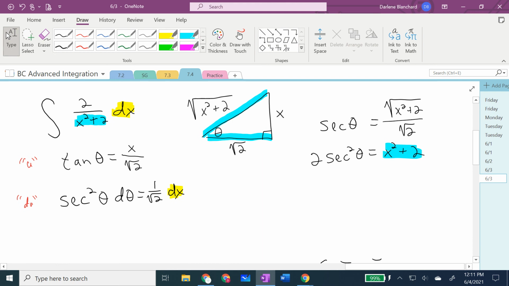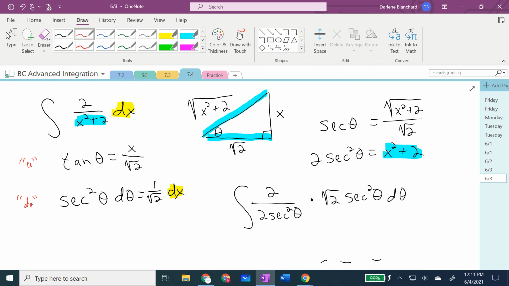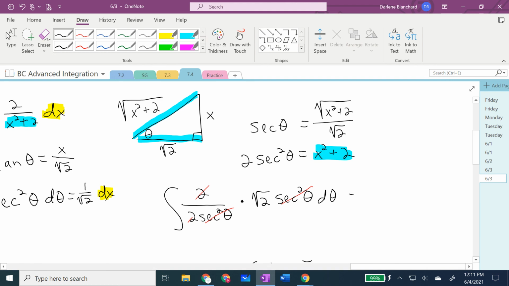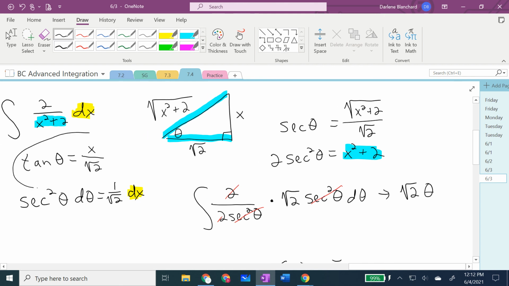And now I finally have that the integral changes to 2 over 2 secant squared theta multiplied by dx, which is root 2 times secant squared theta d theta. I get some cancellation, I get some more cancellation, and all I have is the square root of 2 d theta. The integral is root 2 times theta. Theta is inverse tangent of x divided by root 2.